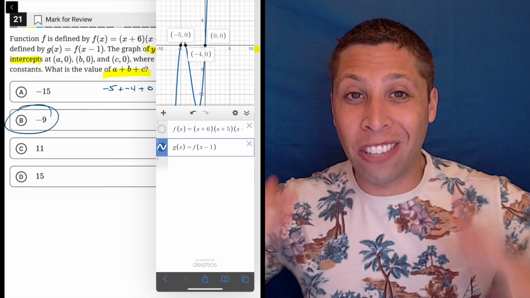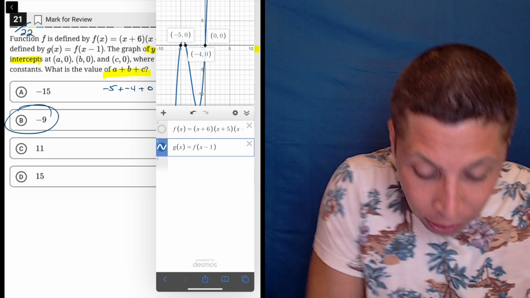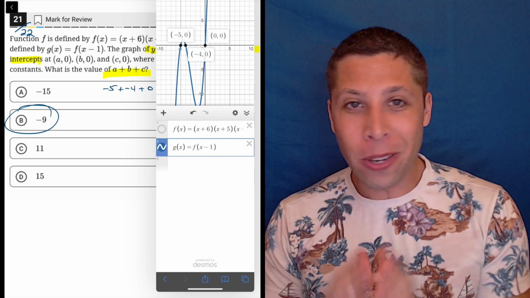So you could get this question, one of the hardest on the test, right? Number 21 out of 22, very difficult question, but you can get it without doing any math.